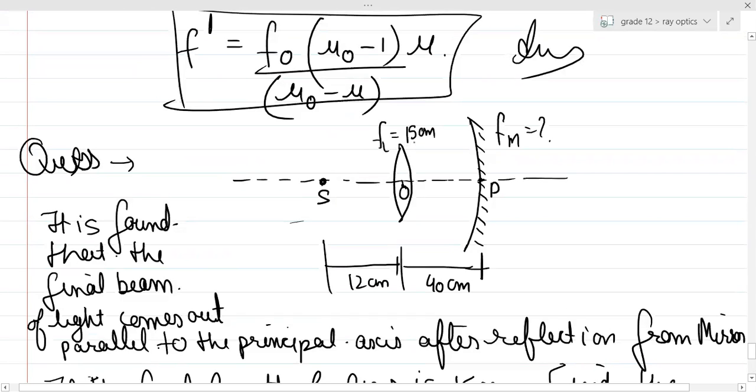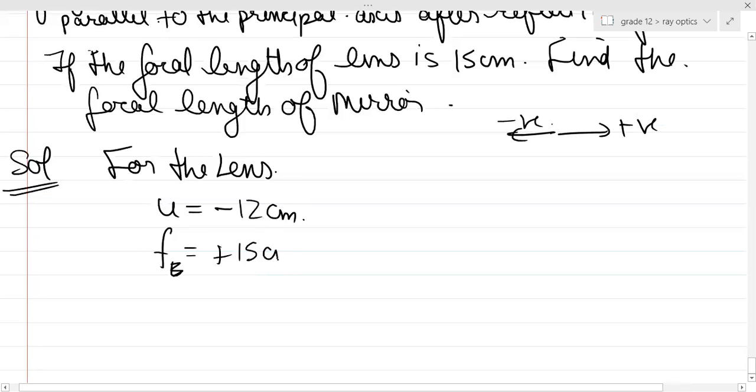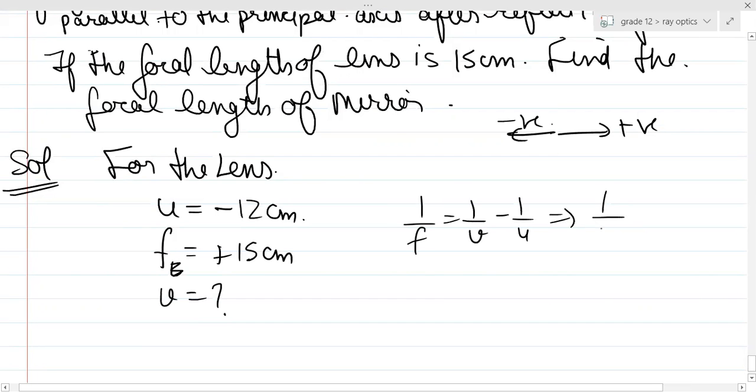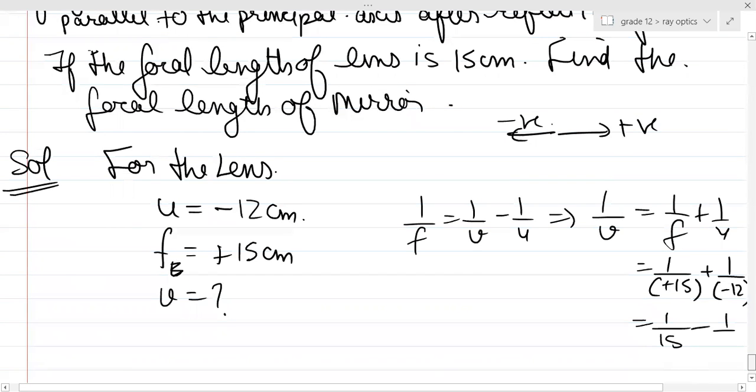So f of the lens is basically 15 centimeter. Can you see over here, this focal length will lie towards the right? Yes or no? Focal length of a convex lens is positive. So it will be plus 15 centimeter. Where will the image form? So 1 by f is equal to 1 by v minus 1 by u. So 1 by v is basically 1 by f plus 1 by u, which will be 1 by plus 15 plus minus 12. So this will be 1 by 15 minus 1 by 12.